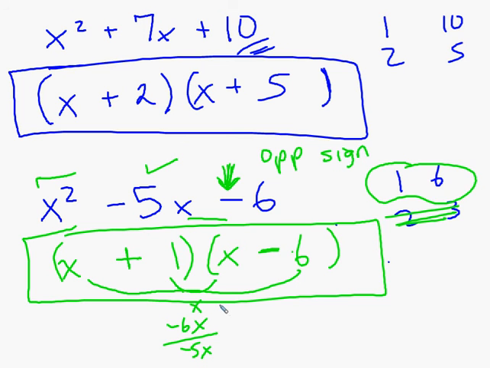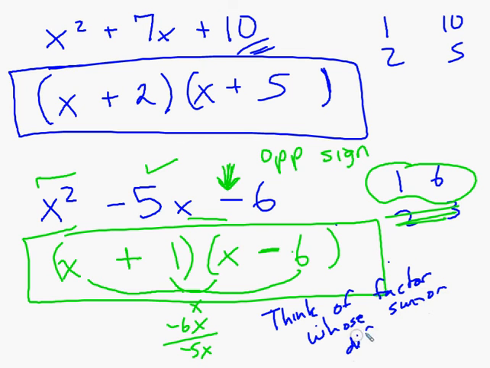So hopefully you're getting the process here. Basically, I'm thinking of factors whose sum or difference is the middle term. Now, if the middle term isn't there, it's a 0, which is a possibility. But we'll do that later.